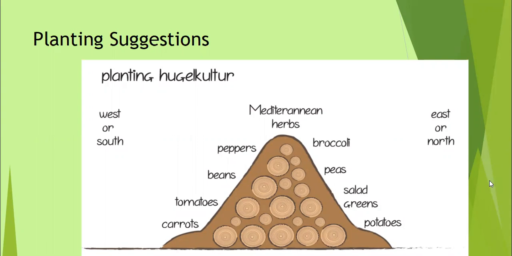So anything that you would grow in your raised bed can definitely go in your Hugelkultur. And depending on whether they need full sun, partial sun, or shade, that would dictate where you place it on your structure.